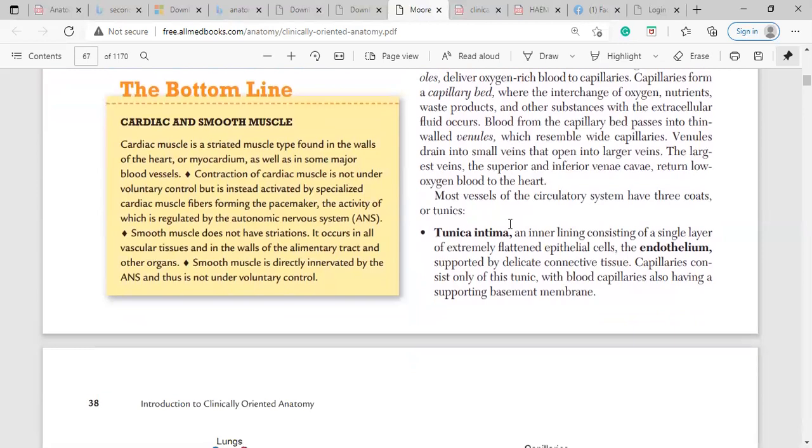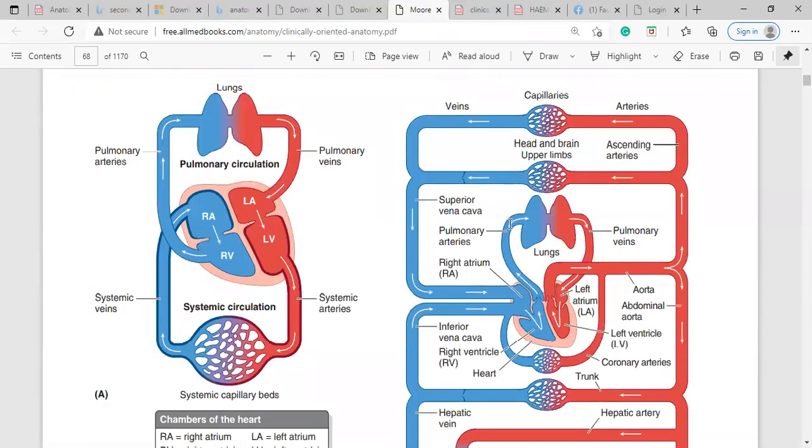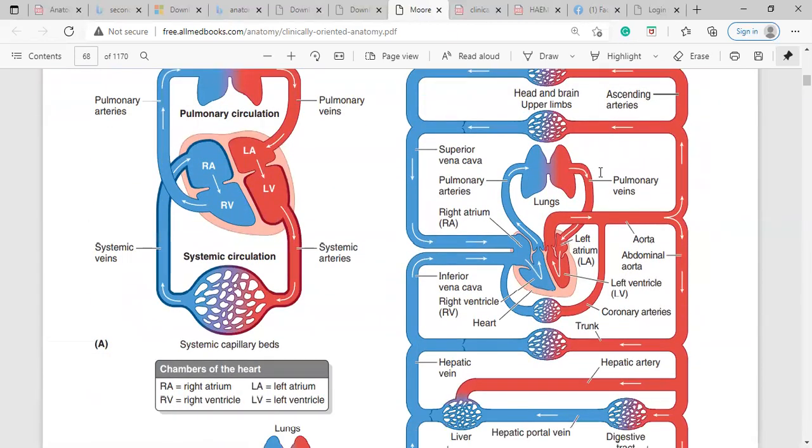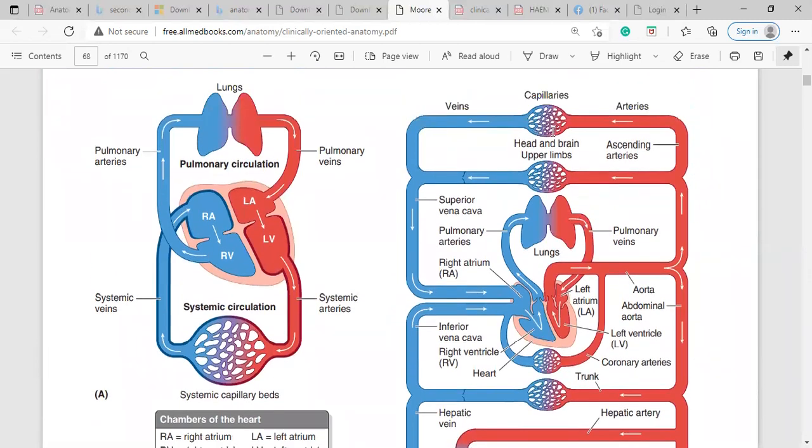So in this diagram, look at this diagram on the right, this one here. You will see this is my head and my brain. This is my upper limb.